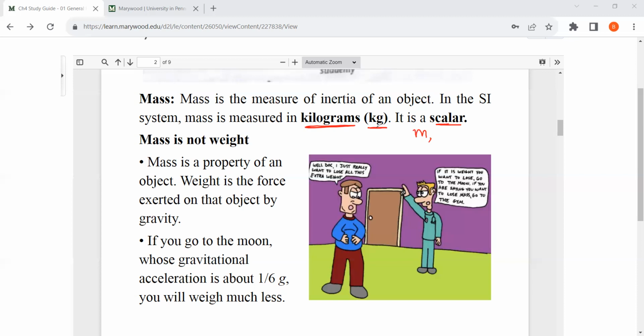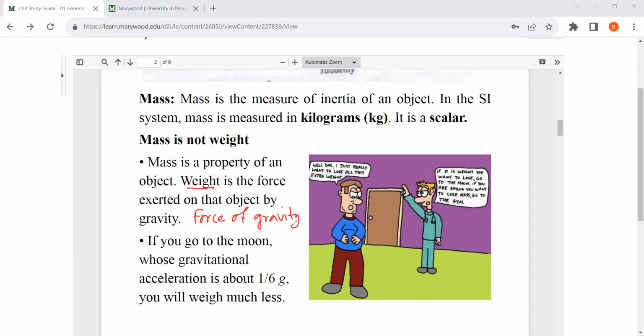All right. The next thing is weight. Mass is not weight. Mass is a property of an object. On the other hand, weight is the force exerted on that object by gravity. Sometimes we call this the gravitational force, or the force of gravity. So the force of gravity and the weight of an object are the same thing.